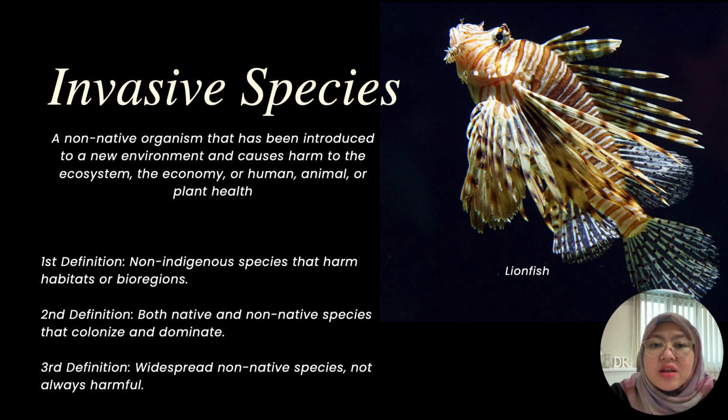Invasive species are non-native organisms that can cause harm to the environment, economy, or human health. Different definitions exist, but the key idea is that they spread aggressively, disrupt the ecosystem, and are very hard to control. For example, the lionfish is native to the Indo-Pacific region, but it becomes invasive in the Western Atlantic, Caribbean Sea, and Gulf of Mexico. Why? Because it can harm coral reef ecosystems by preying on native reef fish.